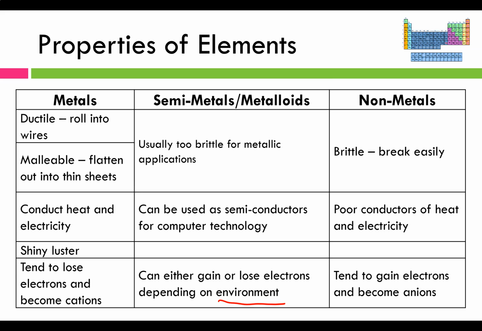And finally, metals tend to be shiny. We call that lustrous. Our nonmetals, they are lackluster. And our metalloids, it really depends on the specific element. Some of them look a little bit more metallic, some of them are dull or lackluster, like the nonmetals. It really is a case-by-case basis. These are some general properties.